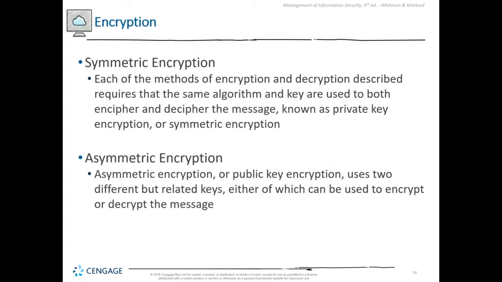Now, two types of encryption: symmetric encryption and asymmetric encryption. The symmetric encryption uses one key to encrypt and one key to decrypt, the same key. So this is also known as private key encryption. The difficulty with this is the sharing of the key.